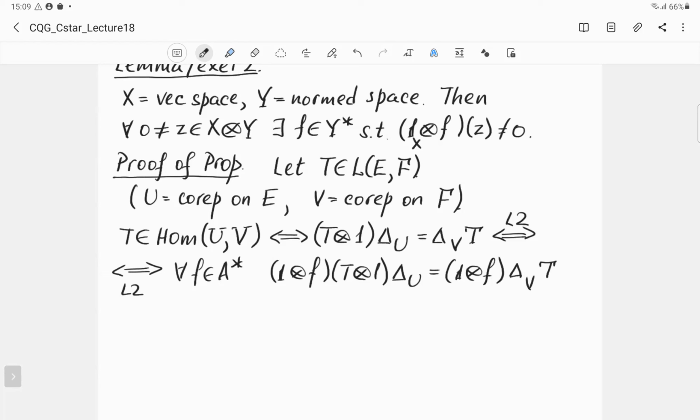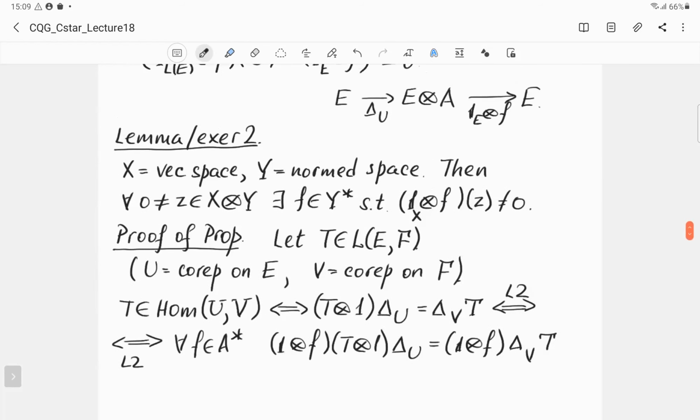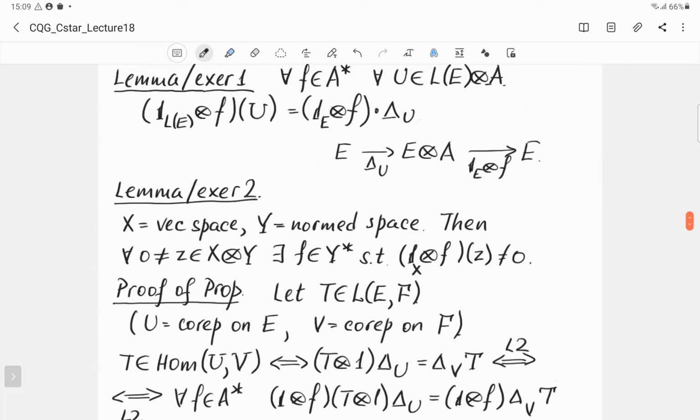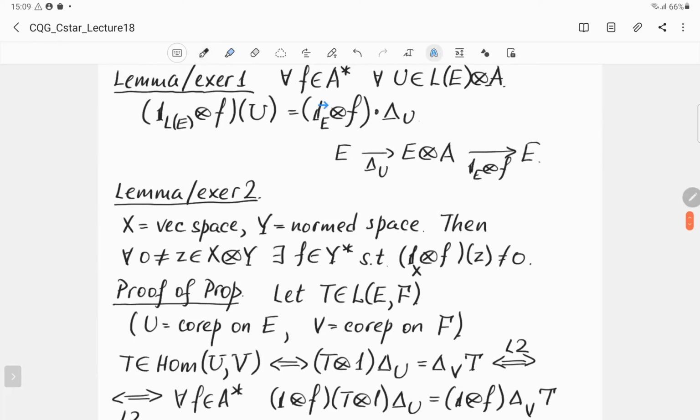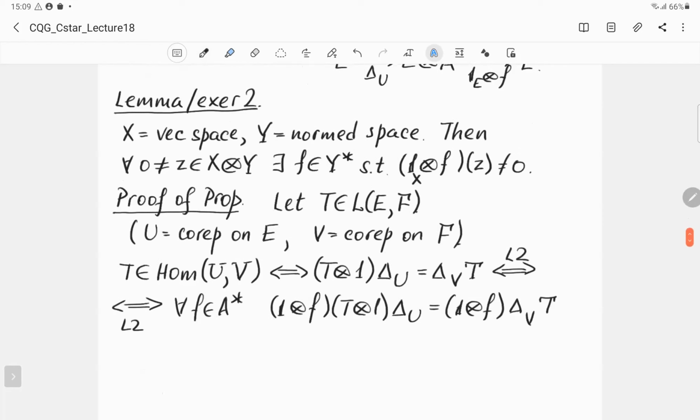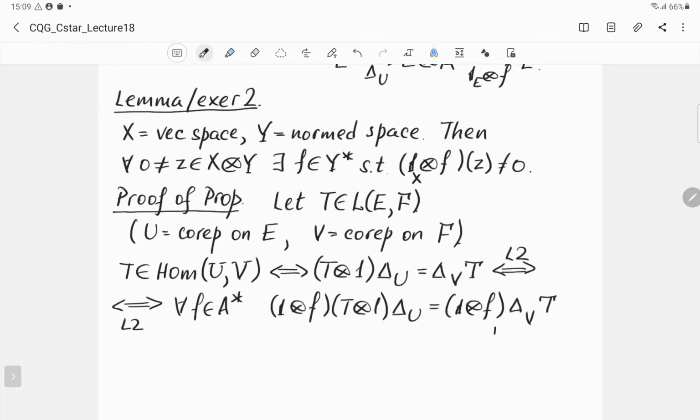Okay, now what is the right-hand side here? We now apply lemma 1. So we look here, and we see that the right-hand side is the composition of pi V of F and T by lemma 1.